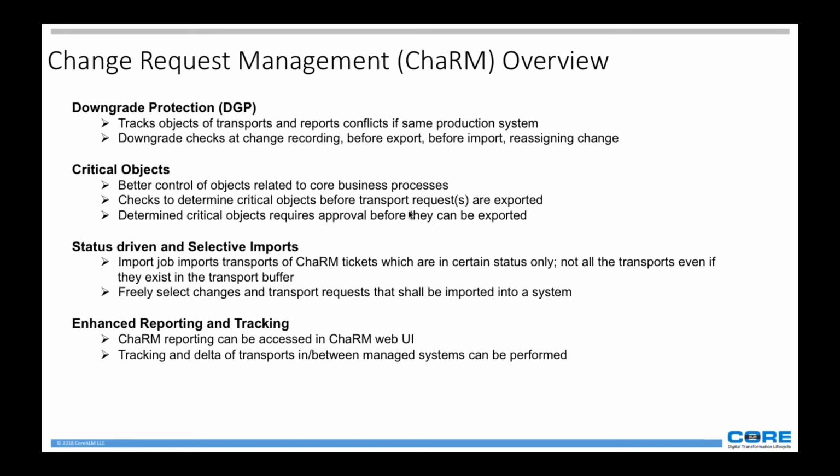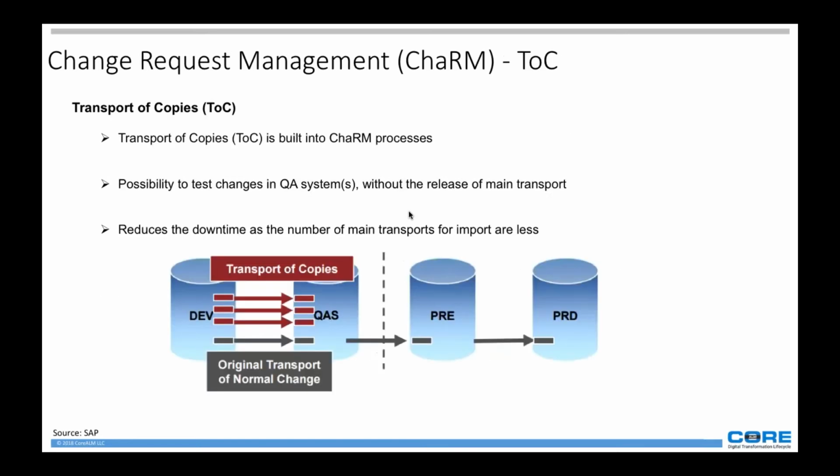Status driven. All the Charm documents sit in different statuses, which you can customize as needed. So I want only my change to go to production when it reaches a certain status in the workflow. That's what it does. Basically, you define which status is allowed to go in which environment. And the reporting and tracking that I mentioned before is pretty cool in 7.2, and it definitely helps you a lot.